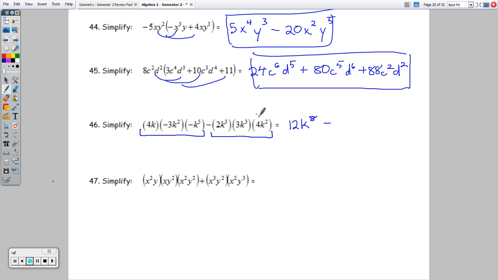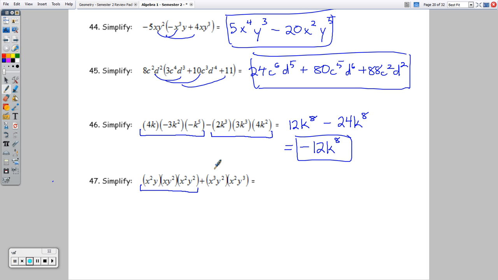2 times 3 times 4. 2 times 3 is 6. 6 times 4 is 24. k cubed times k squared would be k to the 8th. And now these are like terms. You have k to the 8th and k to the 8th, so you can simplify one more step. 12 minus 24 would be negative 12, and then we'd have negative 12k to the 8th.